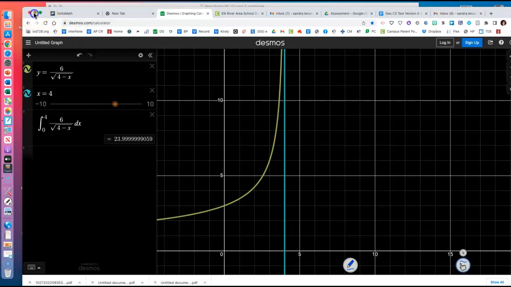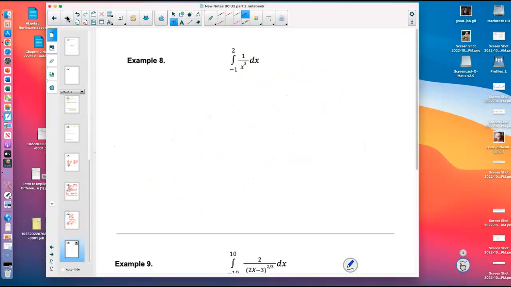All right, so let's see what's on the next page, or is that the last one? Yep, example 9 is for tomorrow. Actually, it's not for, yes it is. Example 9, it will be tomorrow's. So we are going to go do example 8 and we will quit.